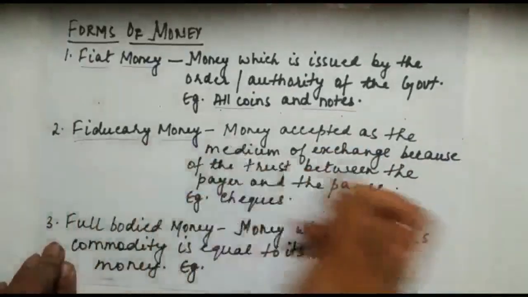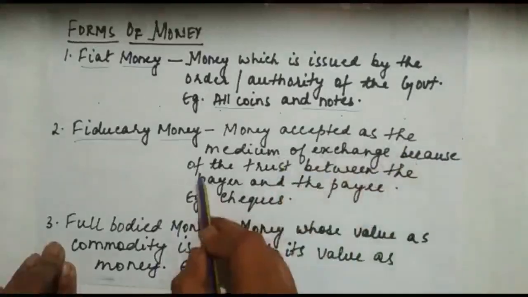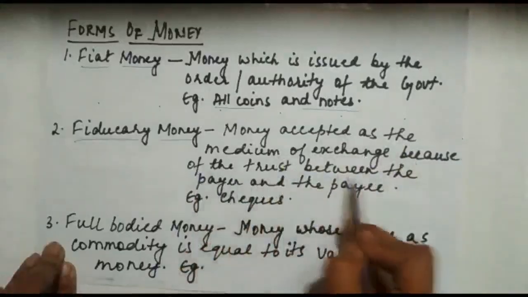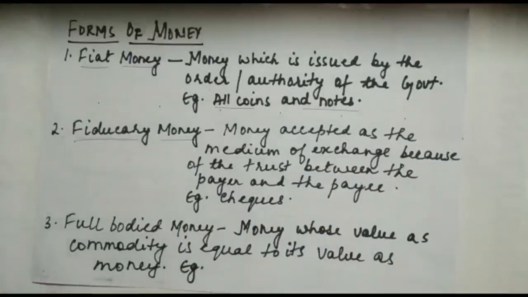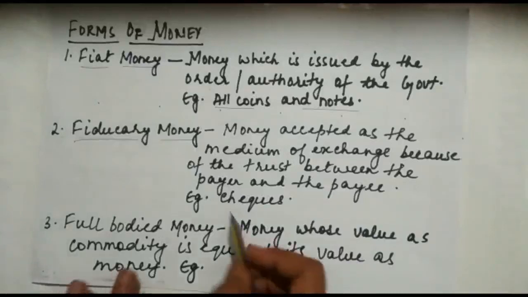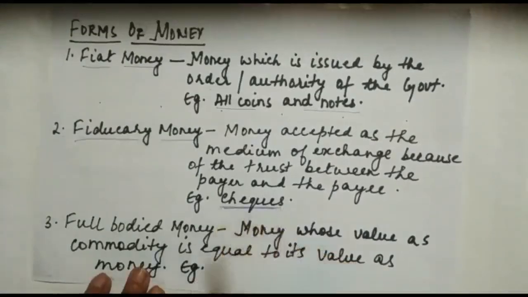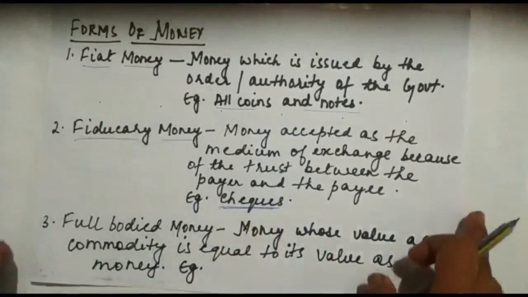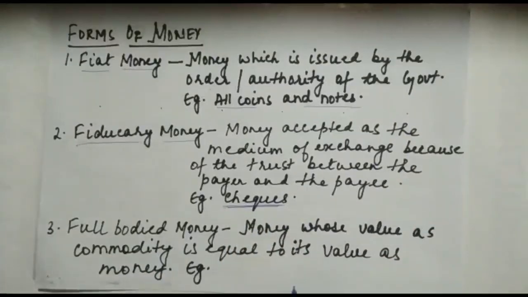What do you mean by fiduciary money? Money accepted as a medium of exchange because of the trust between the payer and the payee. There is a trust between a payer and the payee, and that money is used as a medium of exchange. An example is checks. Checks are fiduciary money. Payer is the person who pays and the payee is the person who receives.